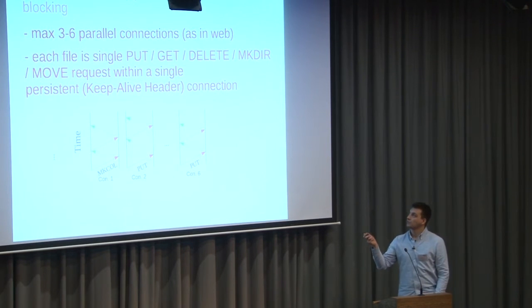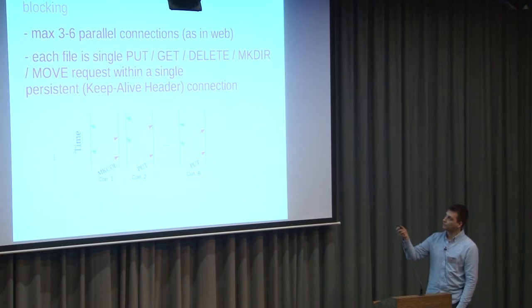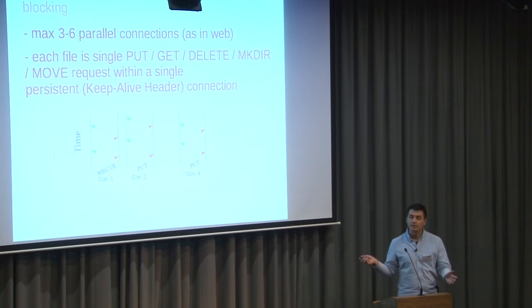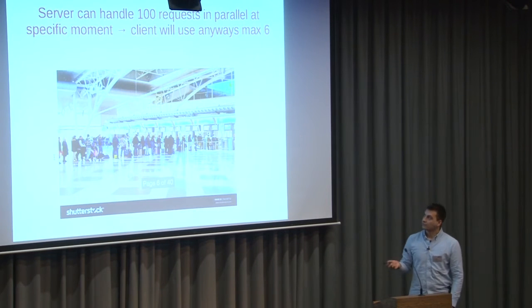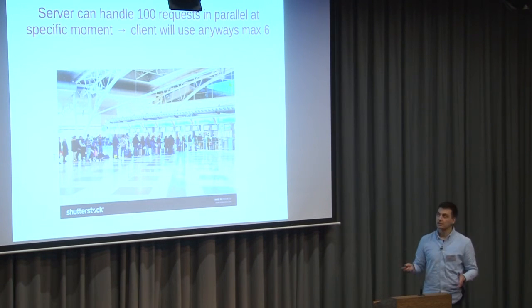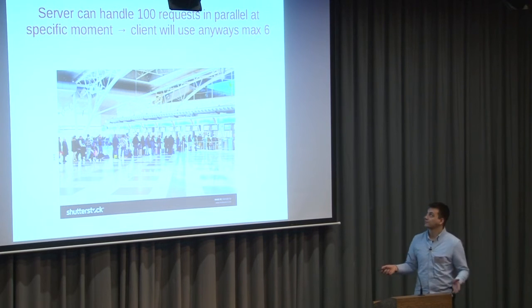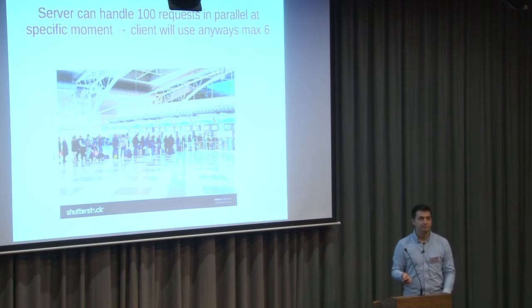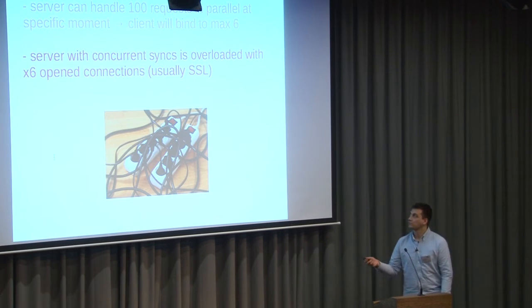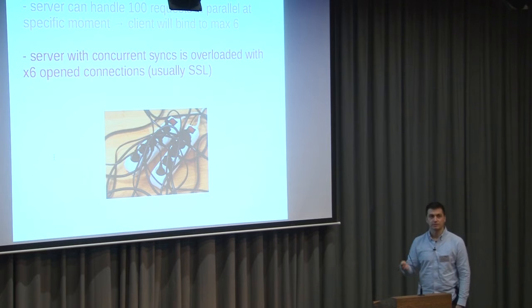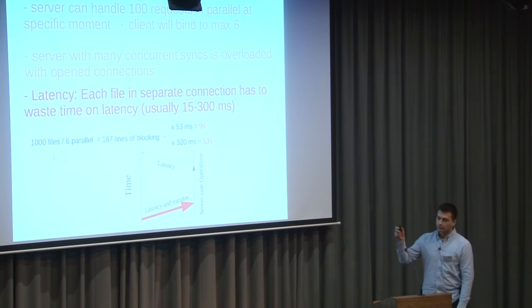As I mentioned, in Uncloud we open 3 to 6 parallel connections, as in the web, and we use persistent connections to pipe the files. As a result, the server can handle 100 requests in parallel at a specific moment, but the client will use at most 6. On the other hand, we still have these 6 open connections, usually over encrypted traffic, which is still overhead. One of the major problems here is also latency.